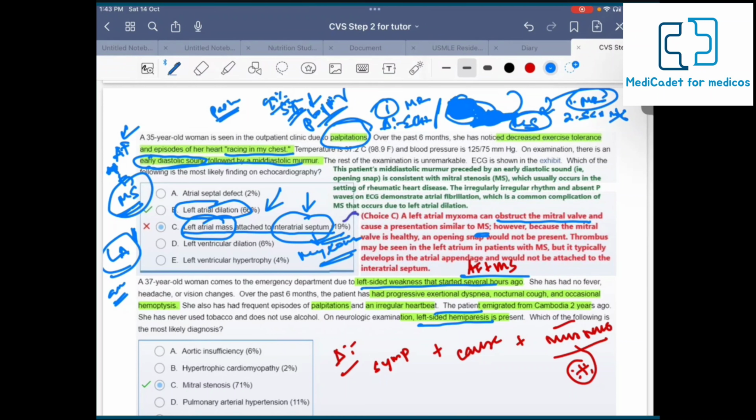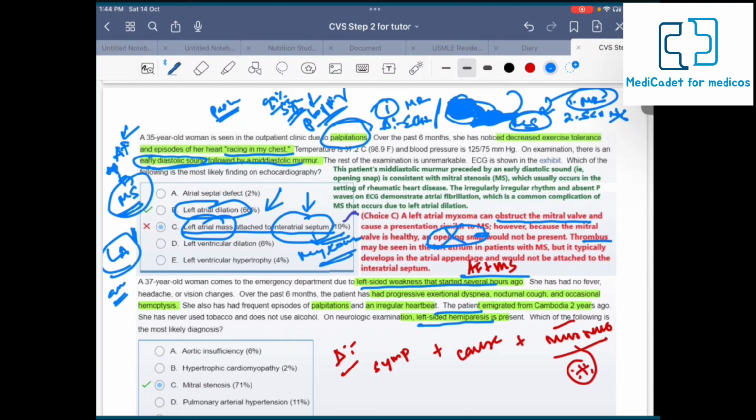If it's MS because of this myxoma, you will not see an opening snap. It would not be present. The opening snap is there because the problem is in the valve. It's not an external obstruction, right? The concept, I think you're clear with that. A thrombus can be seen in a myxoma because myxoma is like a foreign tissue, right? It's not cardiac tissue, so that can cause thrombus. That can be seen sometimes. But anyway, opening snap is not seen. This is a classic MS case instead of a myxoma causing an MS case.